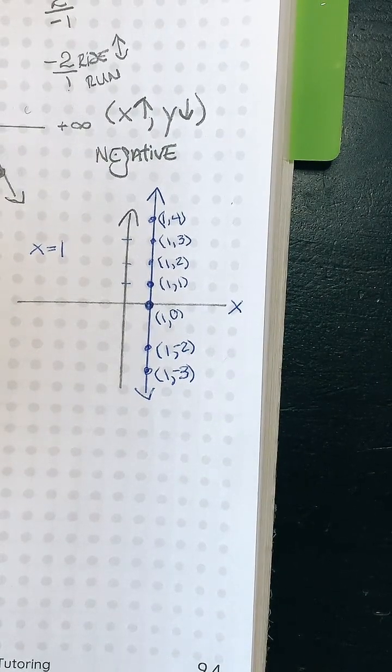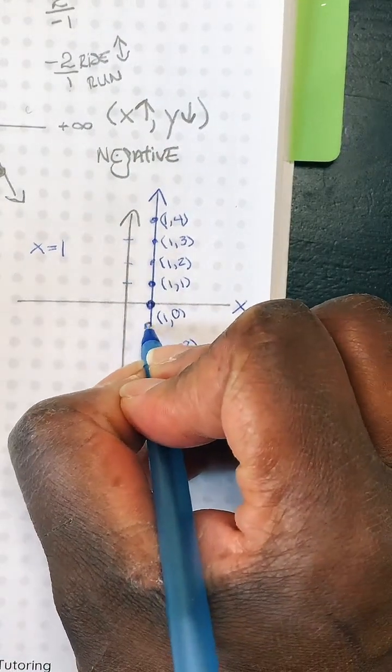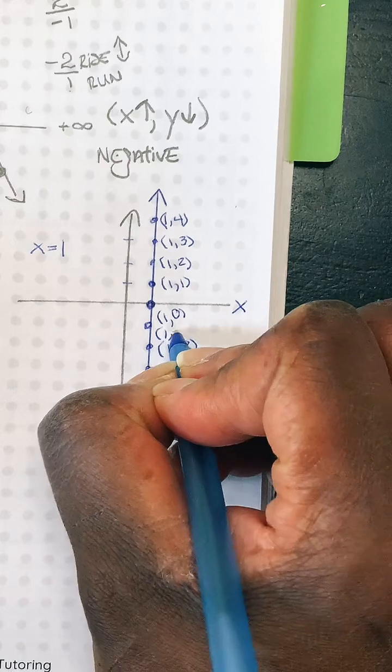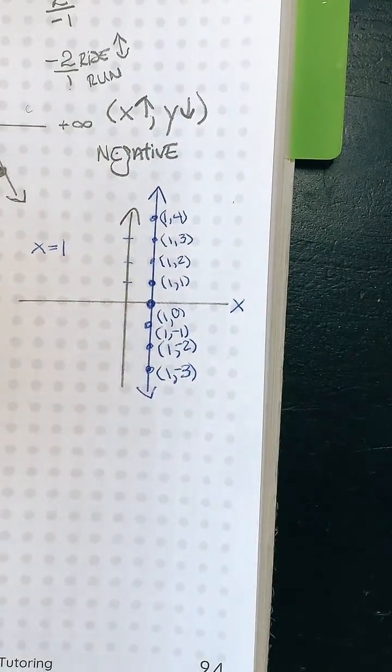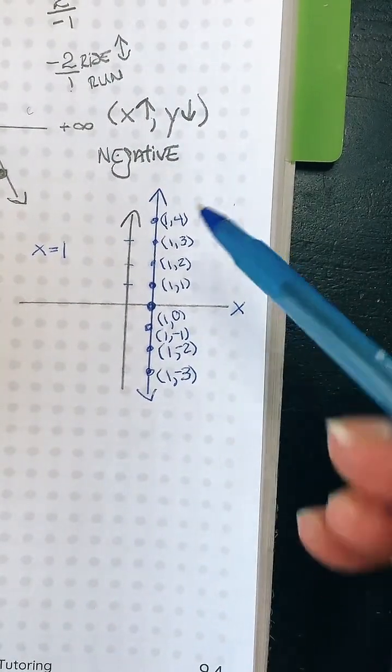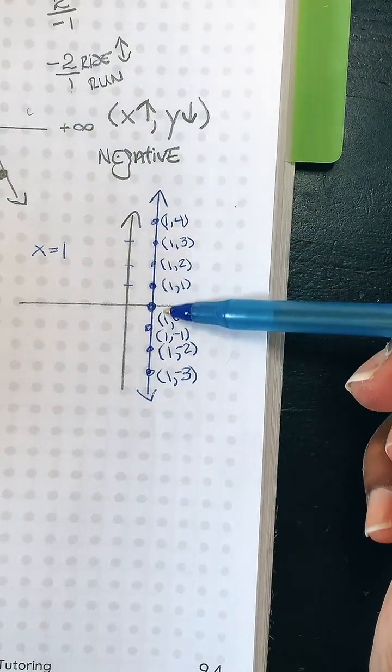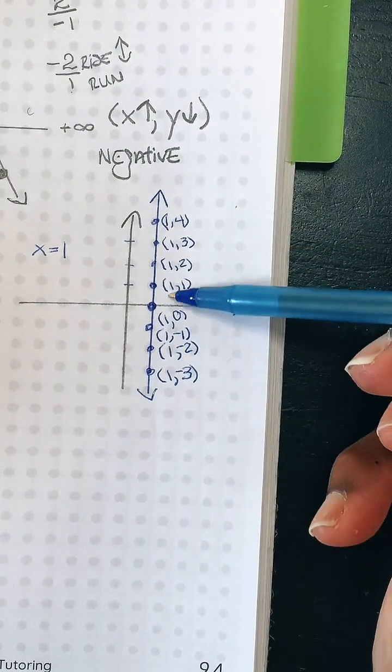Okay, there's not a 1, negative 1. Oh, okay. All right. So we got 1, negative 1. Okay, that's true. But I wanted to show you that all of your inputs are exactly the same.